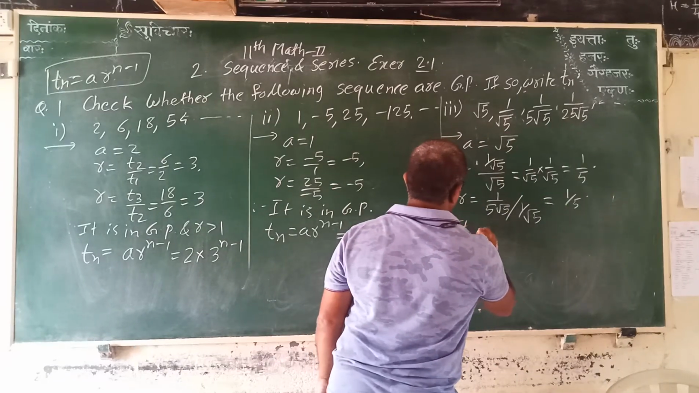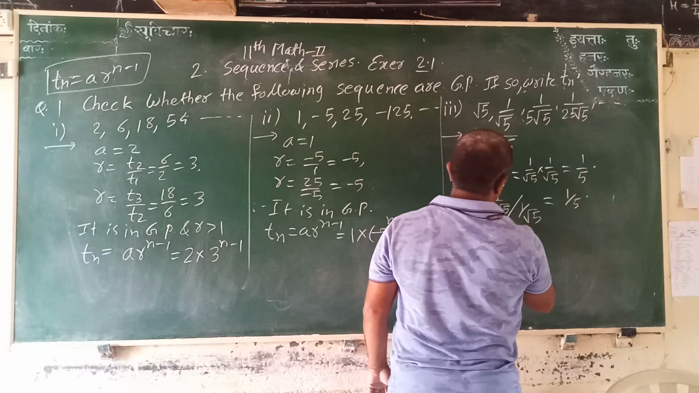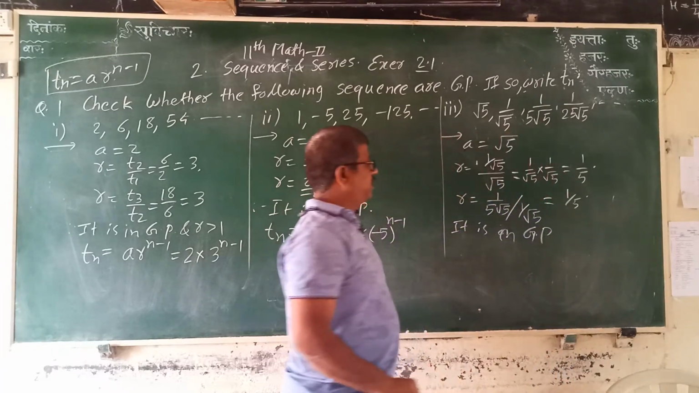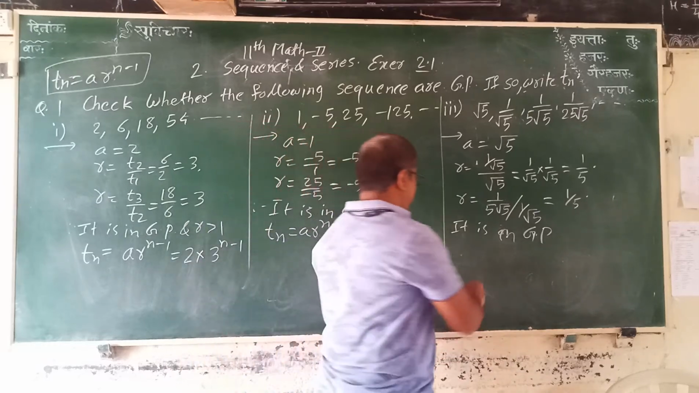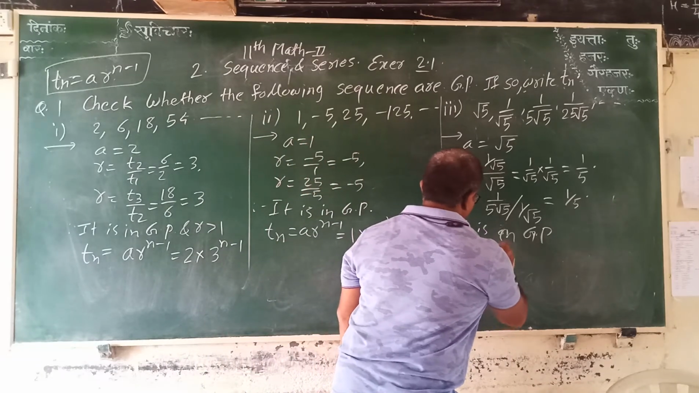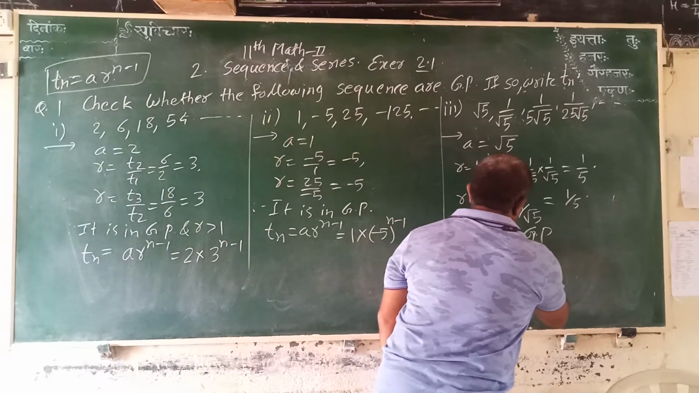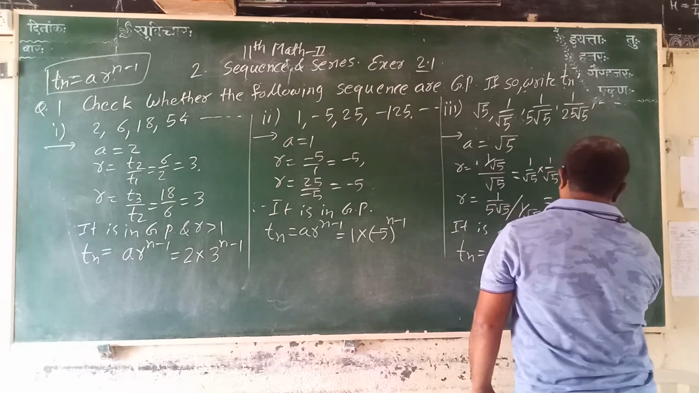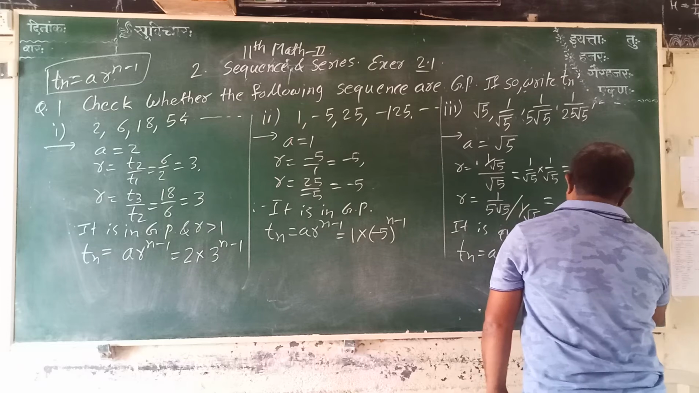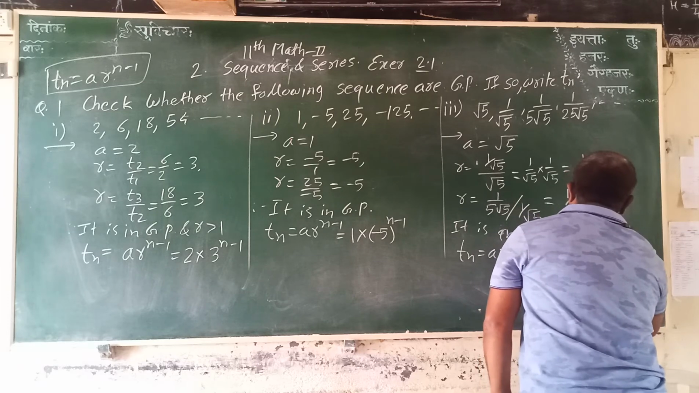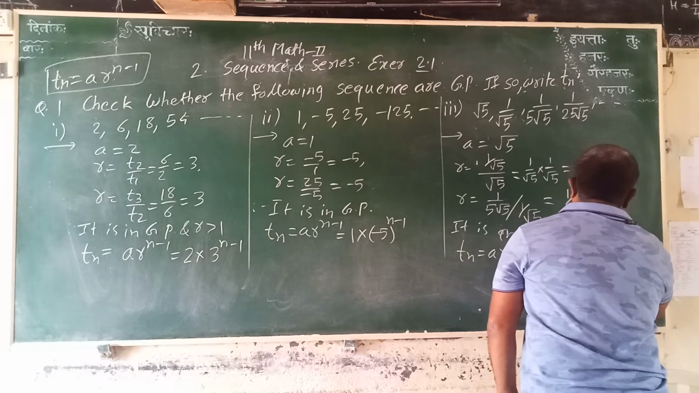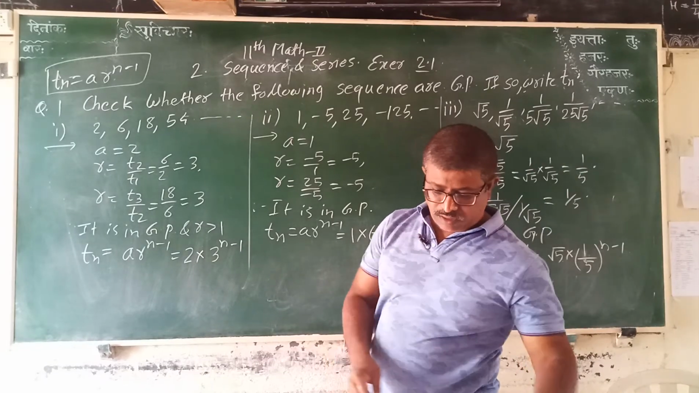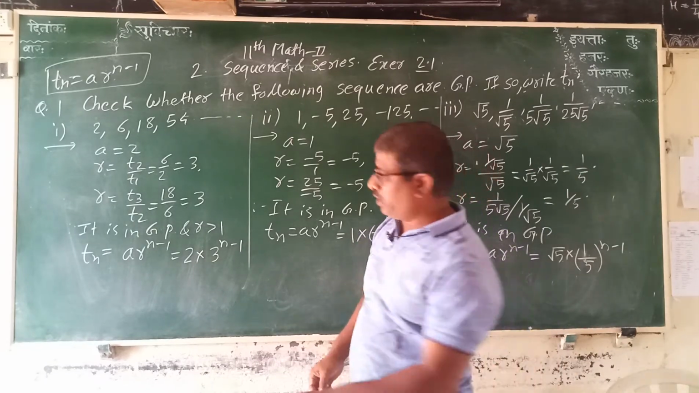Therefore, this sequence is in GP. Then Tn is equal to a into r raised to n minus 1. That is root 5 into 1 upon 5 bracket raised to n minus 1. This is the nth term of this sequence.